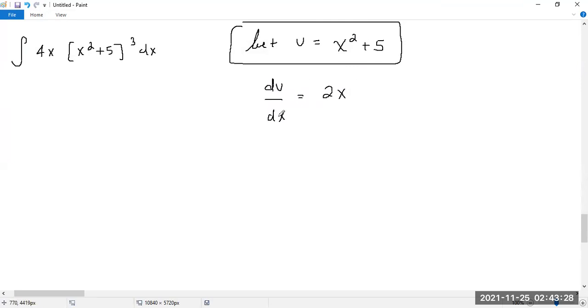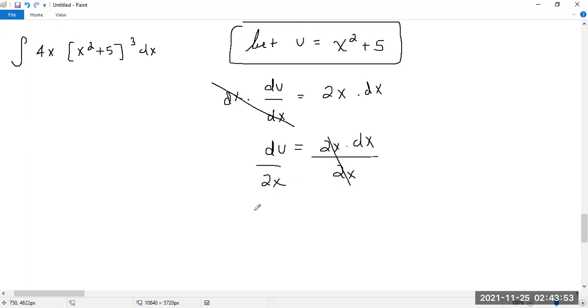There are many ways to do this. I usually multiply both sides by dx. The dx's cancel out, so I have du equals 2x times dx. And then I can isolate dx by dividing by 2x. So I'll have du over 2x, which is equal to dx. So dx, I know, is equal to du over 2x.